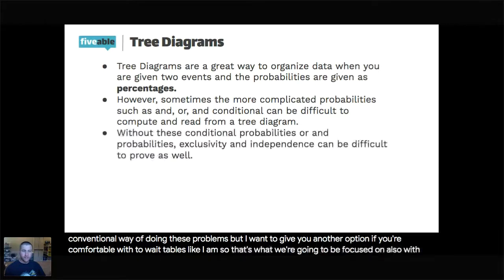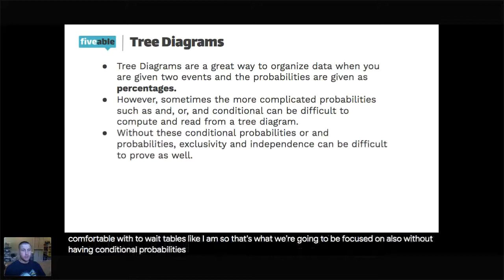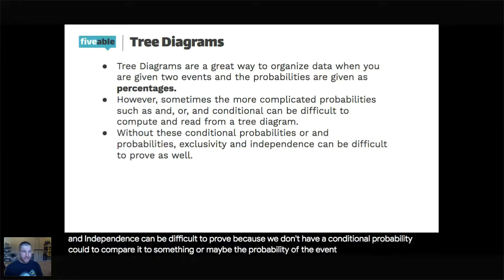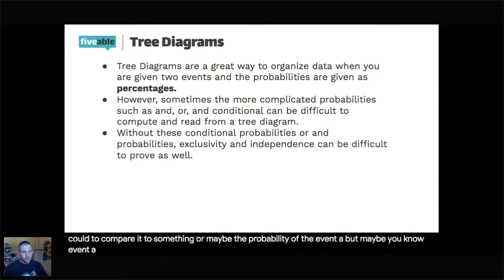Also, without having conditional probabilities, and then or and probabilities, exclusivity, mutually exclusive, and independence can be difficult to prove. Because if you don't have a conditional probability to compare it to something, or maybe the probability of the event A, but maybe event A was the second part of the tree diagram, then you have to add up to, and that can be also kind of tricky. So you can approach it with a tree diagram.